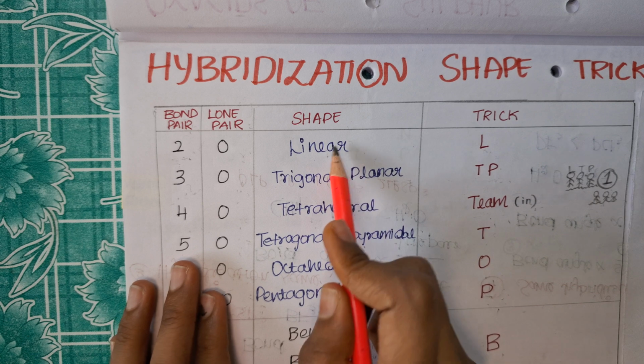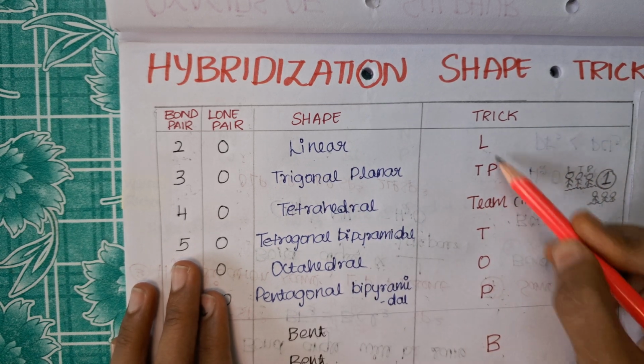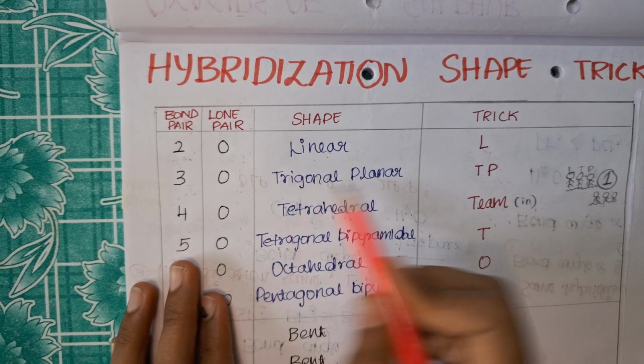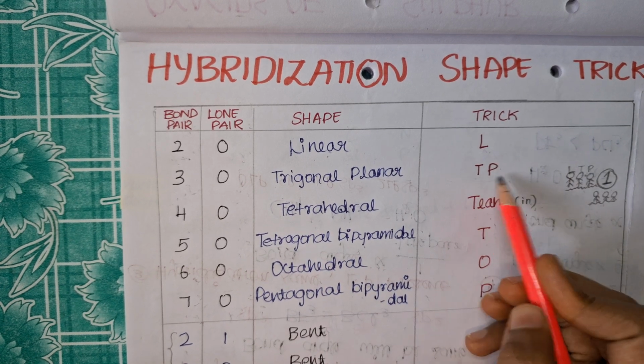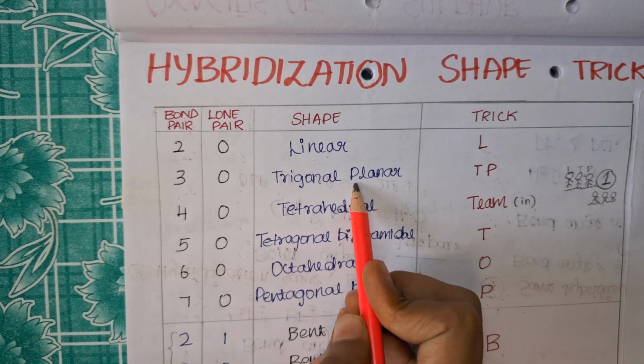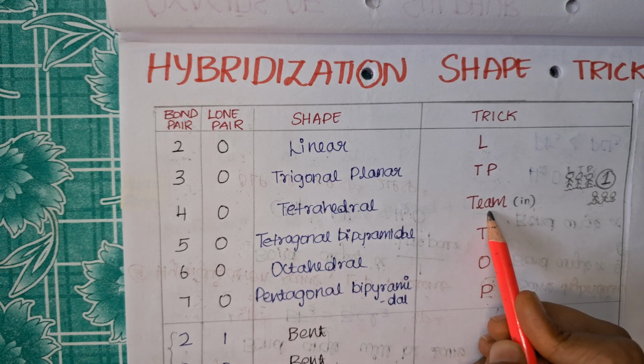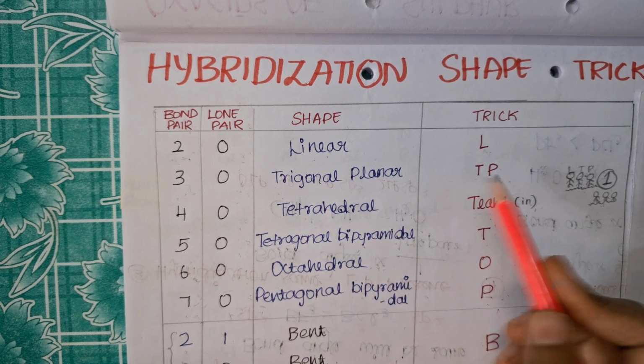So L is for your linear. TP, I said no, LTP. TP is for trigonal planar. Team is for tetrahedral. L linear is fine. T and P is coming, so trigonal planar. Team, TE, tetrahedral. So it is easy to connect, right?